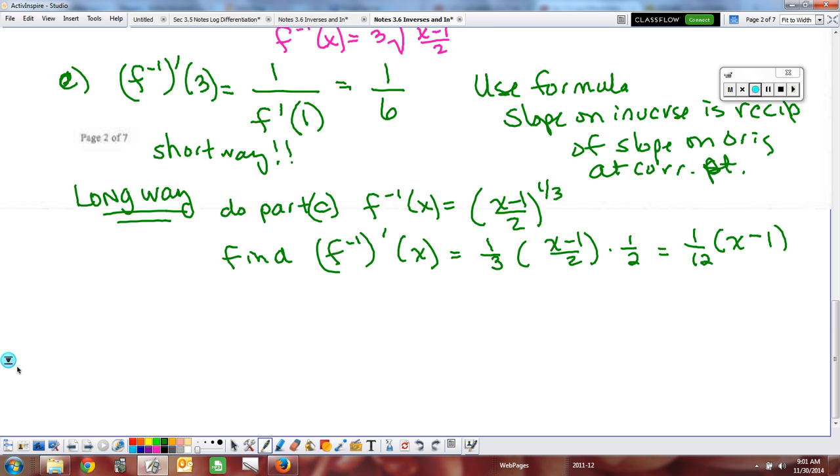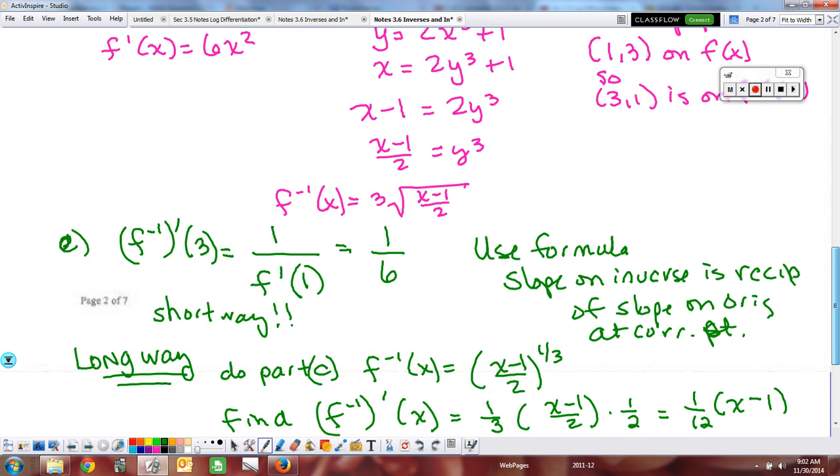And then now, once I have got all the work for finding the inverse, switch x and y, solve for y, then I find the derivative of the inverse, have that here, then I'm ready to go. f inverse prime at 3. The slope on the inverse at 3 would be 1/2 times 3 minus 1, which is 1/2 of 2, or 1. Same answer that we got before. So the idea is that the formula is a shortcut for us to find the inverses.